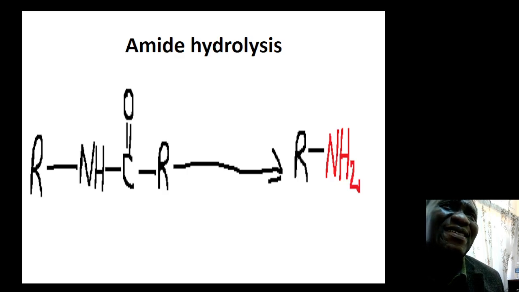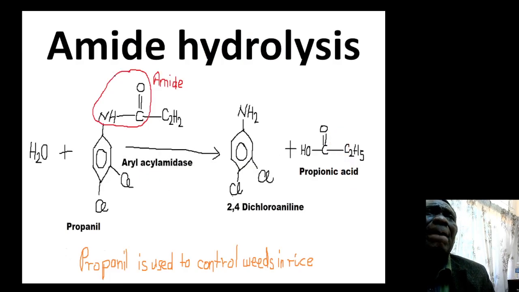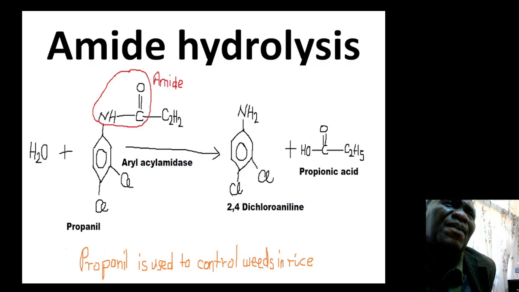Then we have the amide hydrolysis. What is important is to remember the structure of the amide. Remember what is inside those two R's, NHC, then the oxygen with the double bond. Again, amide hydrolysis shown in red on the propanil.